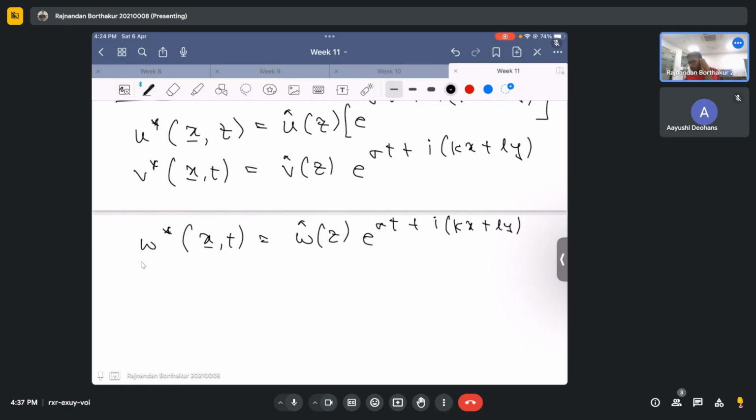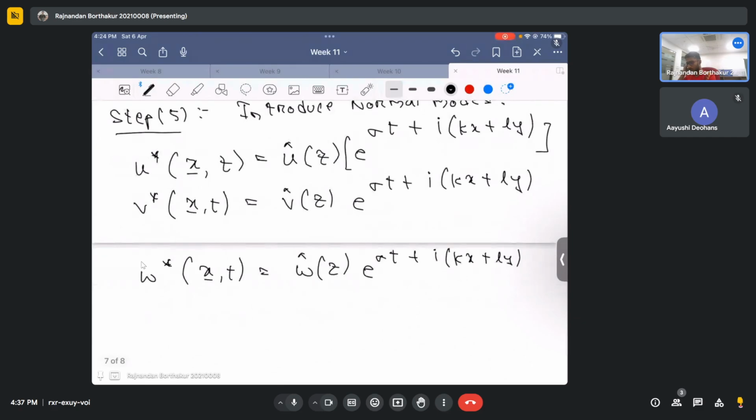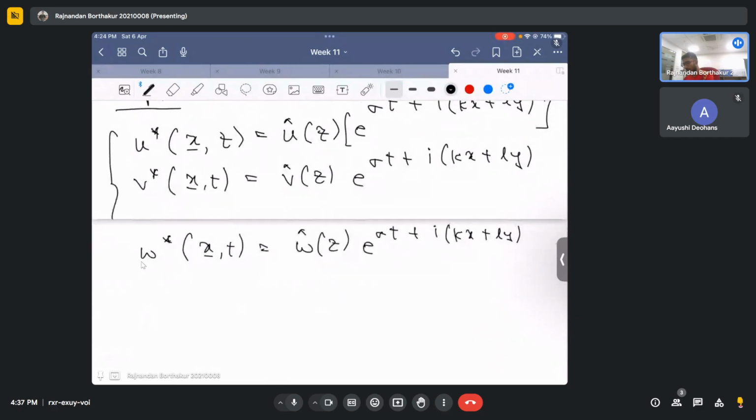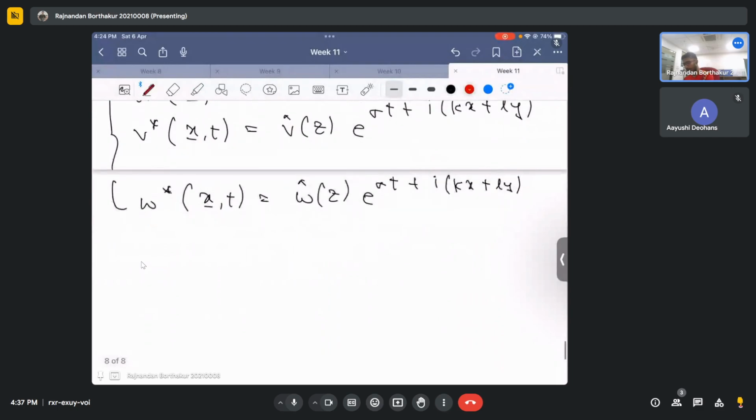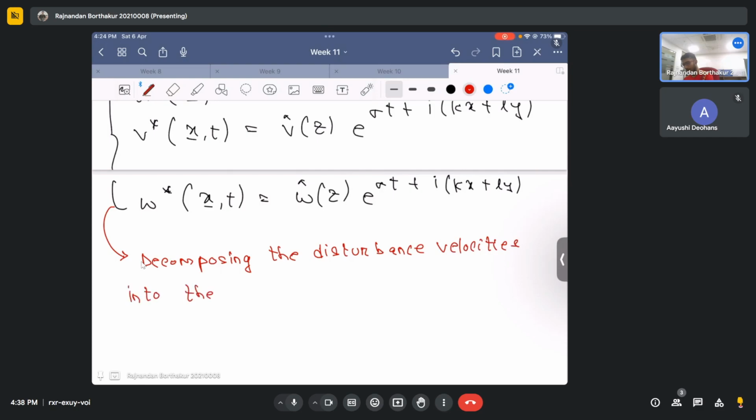All right. So the decomposition that you saw here is essentially known as decomposing the disturbance velocities into their normal modes.